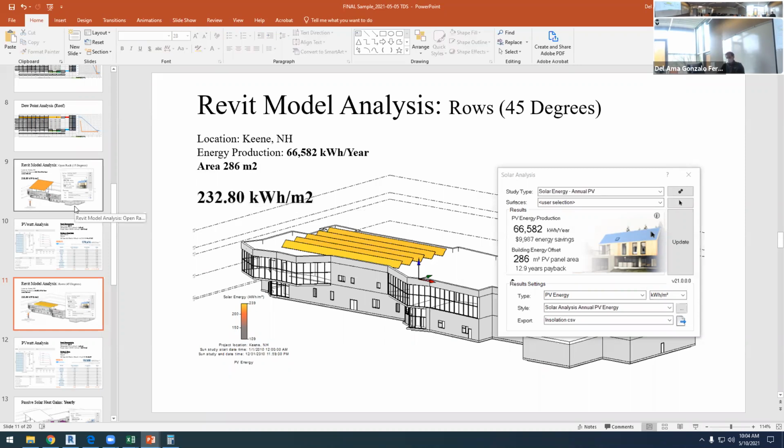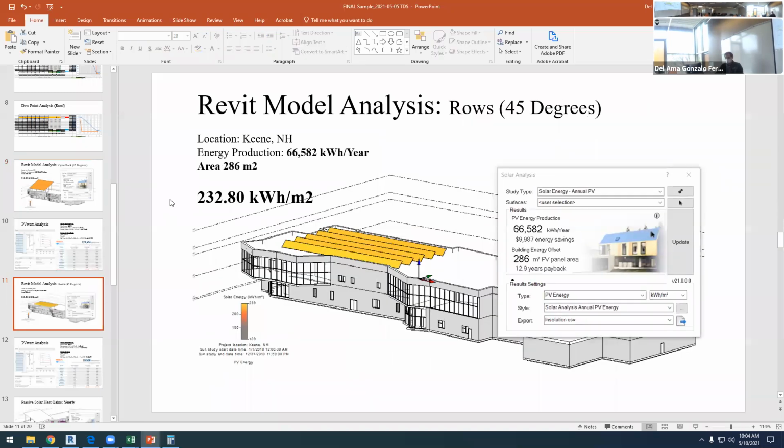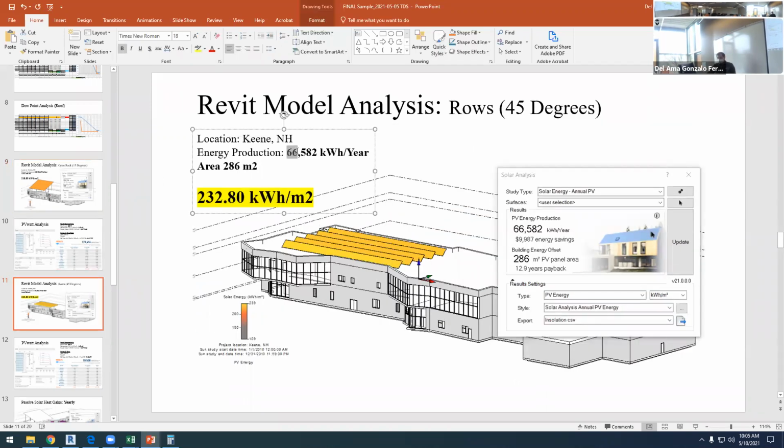Okay, so now we can compare both options. We have this one, this is 218, and this one is 232. So this is better. Okay, so in terms of production per area, this option shows better numbers than this. In terms of total production, this is much better because here we have 2,000 and 9,000, and here we only have 66,000. But in terms of performance itself, this is more efficient because with less area, we produce more energy.